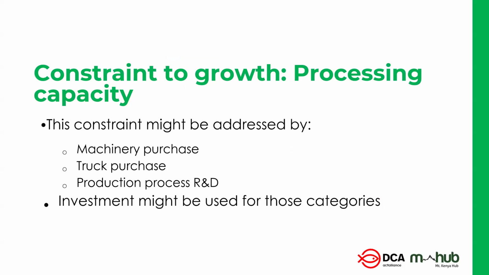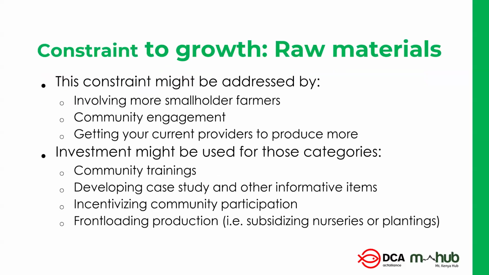So here we are saying this constraint might be addressed by machinery purchase, truck purchase, production process and research and development. I know there are many people who have said they would want to buy trucks for delivery. There are some people who would want machinery purchases as well. And when you're asking for investment, those investments could go to some of these things. On raw materials, because again, this was mentioned.